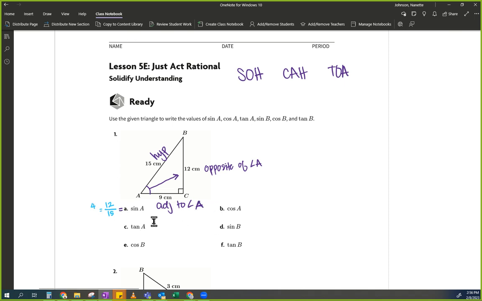Does that make sense? Let's go over this again. In order to solve these problems, you have to be comfortable with knowing who is opposite of what, who is adjacent to what, and which one's always going to be your hypotenuse. Okay, so I'm going to pause really quick, but I want you to try doing cosine and tangent of A. Just of A. Just do cosine and tangent.